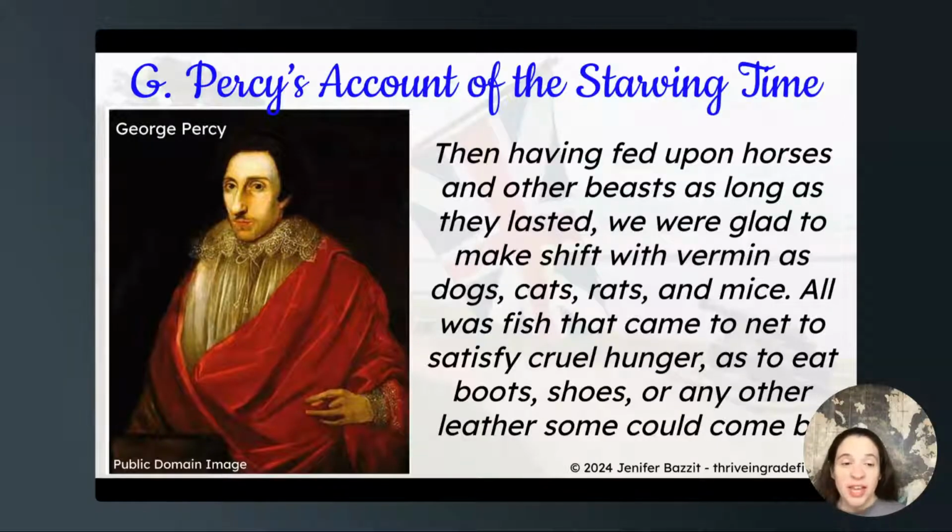All was fish that came to net to satisfy cruel hunger, as to eat boots, shoes, or any other leather some could come by. Now that second part, all was fish. When we get to that part, students always say, well, if they had fish, why were they eating those other things? George Percy was actually saying anything that they could put in their stomach was like fish, was like a welcome piece of food that came to net. So they're saying anything they could catch or take or use to put in their stomachs, they were happy to have it.